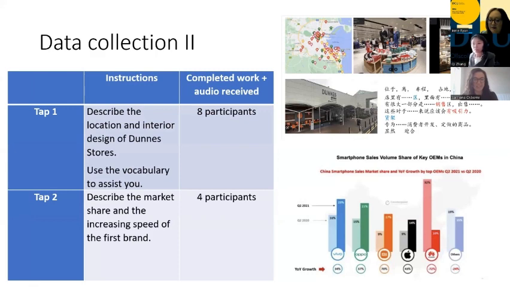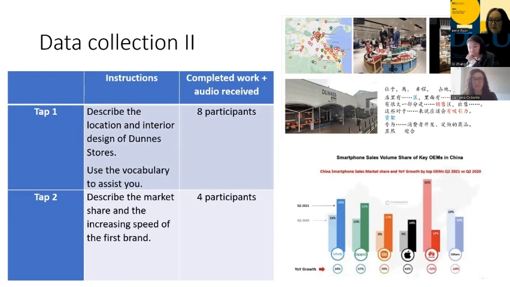Within that, students were asked to describe the location and the interior, and they were given some vocabulary prompts to assist them, as well as pictures. For the second task, they were asked to describe the market share. That's the second picture you see on the right-hand side, just underneath: describe the market share and the increasing speed of the first brand.